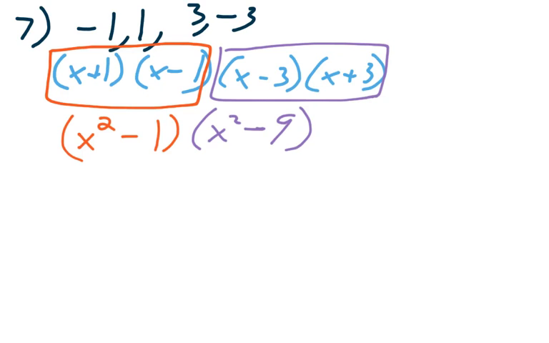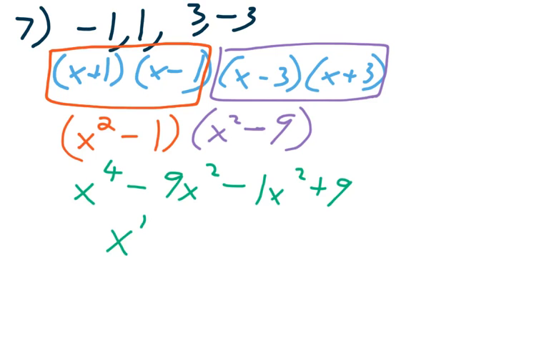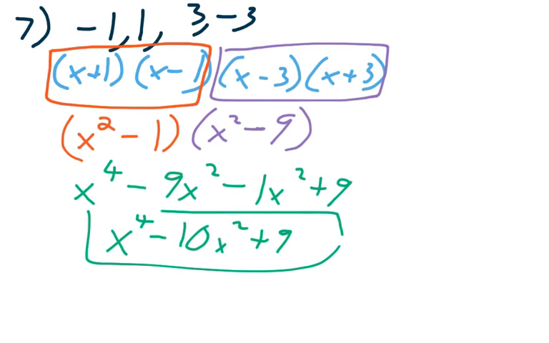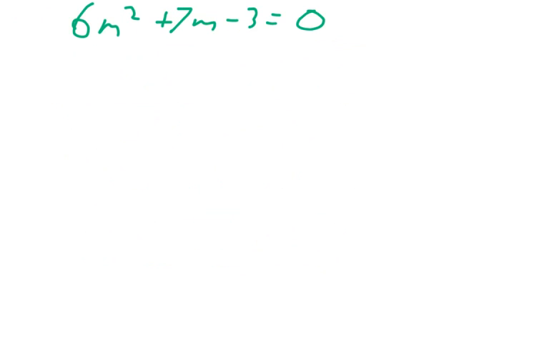Now when I distribute through these, I need to distribute all the way, so x squared times x squared is x to the 4th, minus 9x squared, minus 1x squared, plus 9. x to the 4th, minus 10x squared, plus 9. And that is our polynomial.